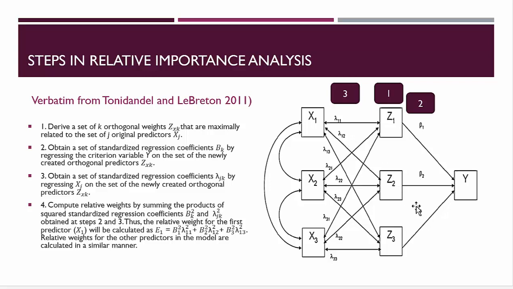And then the coefficient, once again, that we derived in step 2 here by the coefficient that we derived in step 3. Okay, so by adding those three values, we would get our relative weight, i.e. our relative importance for the x1 variable.